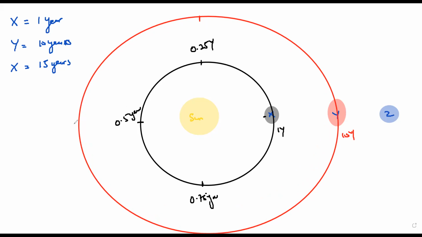Quarter, not half. Half is here, when it is exactly on the other side, because it has to take 10 years to completely move. So that means 2.5 years. In 2.5 years, it will be here. In 5 years, it will be here. In 7.5 years, this will be the position. And in 10 years, this will be the position. Is it clear?